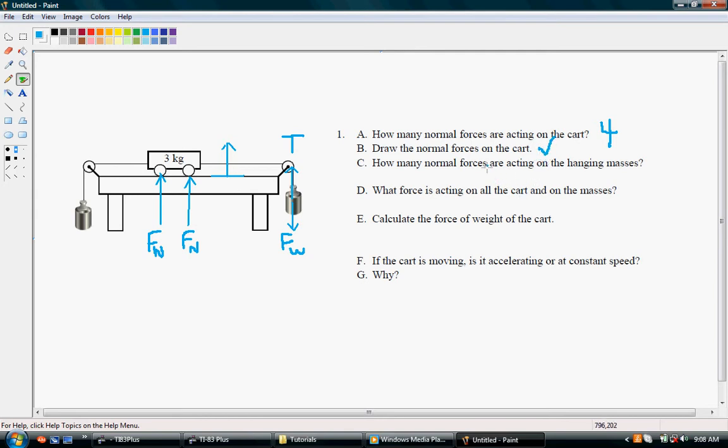Can check that off. How many normal forces are acting on the hanging masses? Well, these masses are hanging, so since a normal force is a force that surfaces apply, these masses actually have no normal forces, so there are none. Now, what force is acting on all the cart and the masses? Well, this system happens to be on Earth, so we have the force of weight.